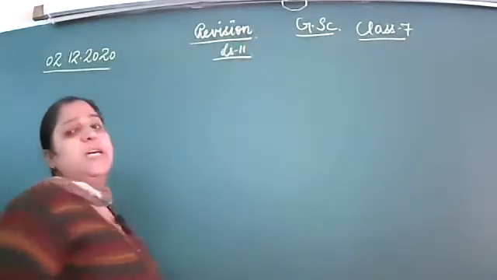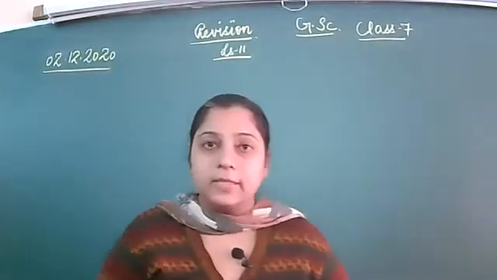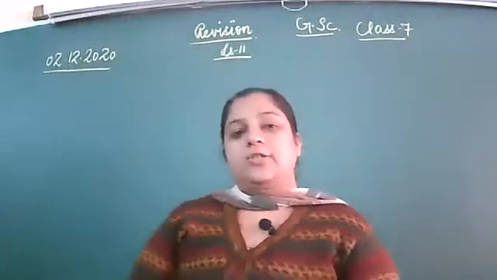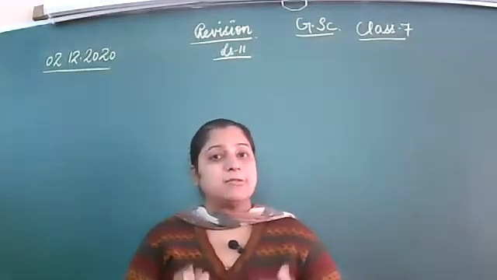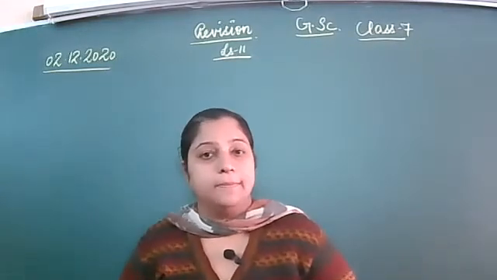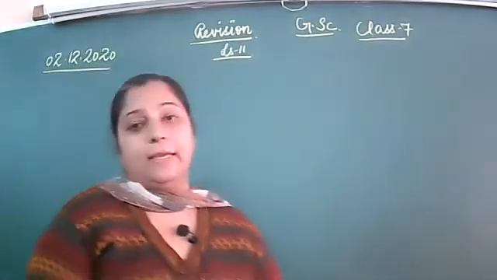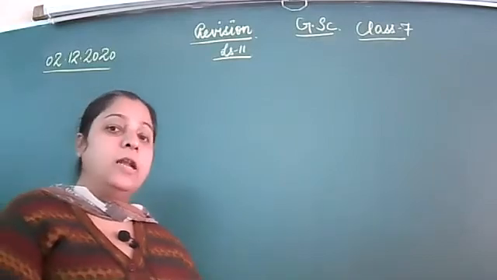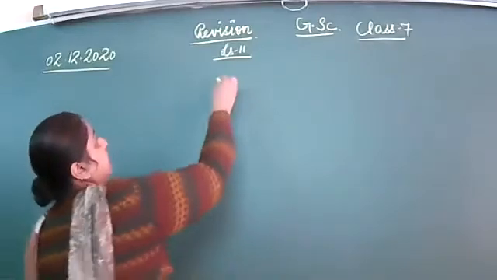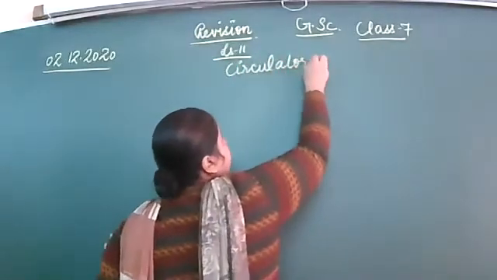Bache, there is transportation of food, water, oxygen, carbon dioxide in our body. How is this transportation done? Which system is responsible for this transportation? A circulatory system is there in our body, which is responsible for transportation of materials. Which system is responsible? Circulatory system, right?